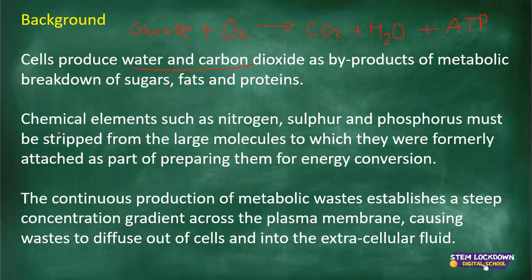And then the continuous production of metabolic waste establishes a steep concentration gradient across the plasma membrane, causing waste to diffuse out of cells and into the extracellular fluid. You see, the more you break down, the more you take in oxygen and sugar or glucose, then you break down and you produce more waste products such as carbon dioxide and water, right? You keep on producing these and lots of them.